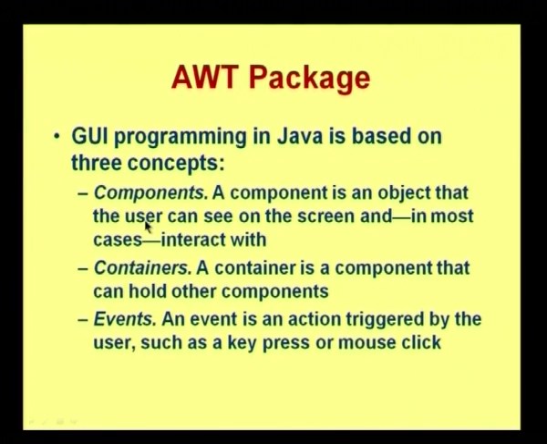GUI programming in Java is based on three concepts: components, containers, and events. A component is an object that the user can see on the screen and in most cases interact with. A container is a component that can hold other components. An event is an action triggered by the user such as a key press or mouse click.